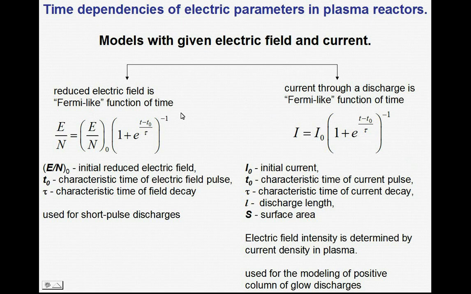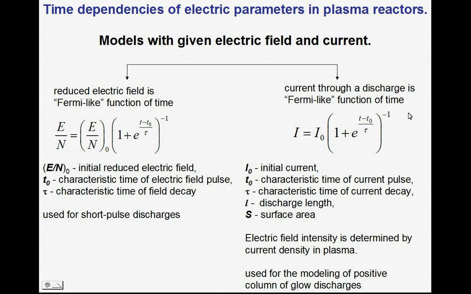Reduced electric field is a Fermi-like function of time. The function contains three parameters: initial reduced electric field, characteristic time of electric field pulse, and characteristic time of field decay. This function is usually used for short pulse discharges.